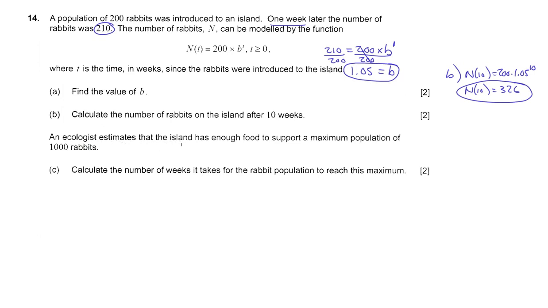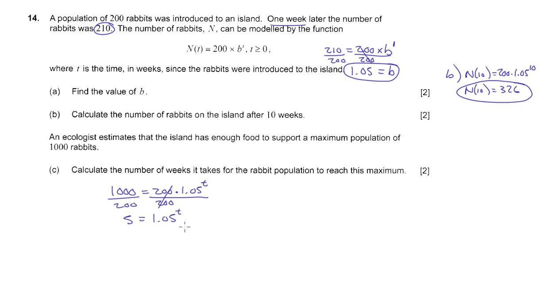An ecologist estimates that the island has enough food to support a maximum population of 1,000 rabbits. Calculate the number of weeks it takes for the rabbit population to reach this maximum. Okay, so we still have our formula here, and now we're trying to figure out when that population is going to reach 1,000. So 1,000 equals 200 times 1.05 to what value of t. First thing we've got to do is get rid of that 200, so we divide both sides by 200, right? 1,000 divided by 200 is 5 equals 1.05 to the t.